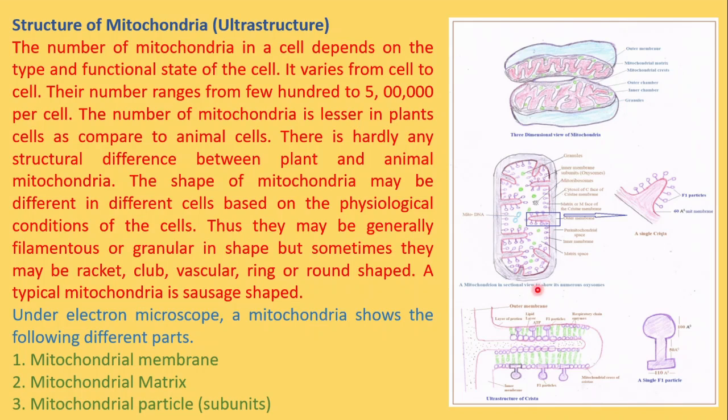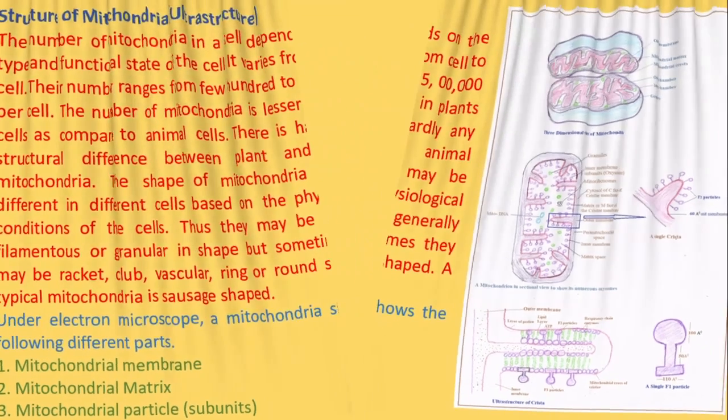This is a sectional view of mitochondria. If you see, these are the mitochondrial membranes, and they also contain this matrix. So this is the mitochondrial matrix, and they also contain mitochondrial subunits and particles. One by one we will see here. This is a single crista, the ultrastructure of a crista, and a single F1 particle. So all these are the different parts of the mitochondria.